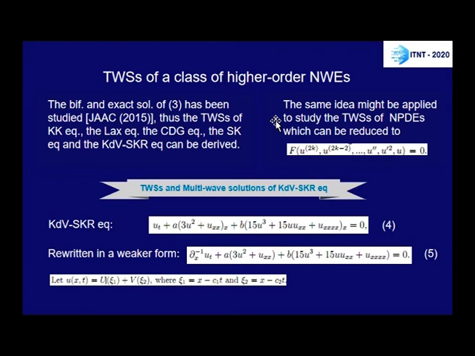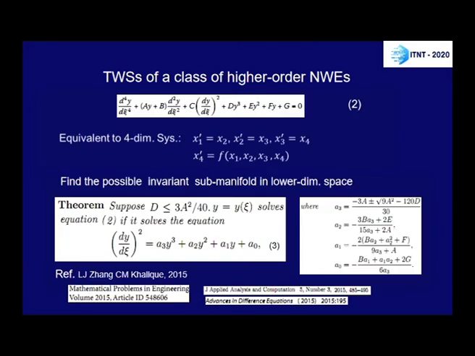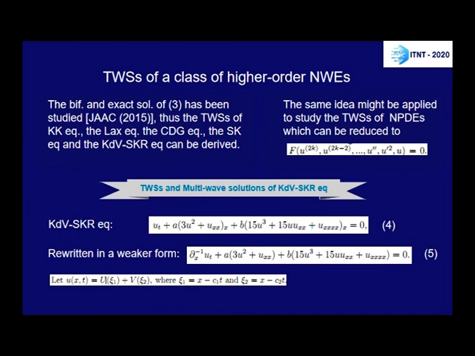And this idea, just like I mentioned, the main idea is to find the possible invariant submanifold in lower dimensional space. If we couldn't find all the solutions in high dimensional space, then we find the possible invariant submanifold in lower dimensional space. Here is the main idea. The same idea might be applied to study the traveling wave solutions of nonlinear PDEs, which can even be of higher order than fifth order.